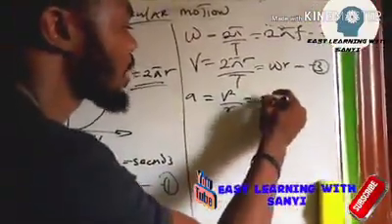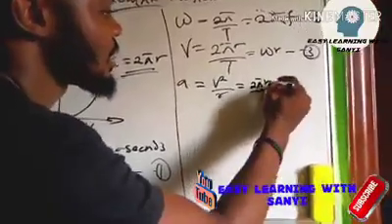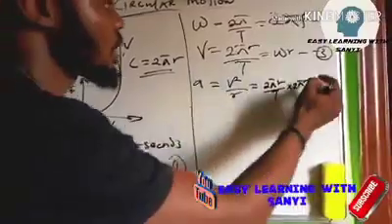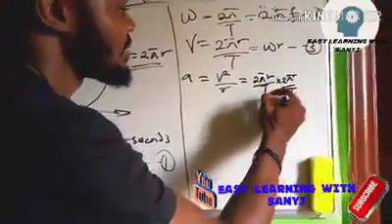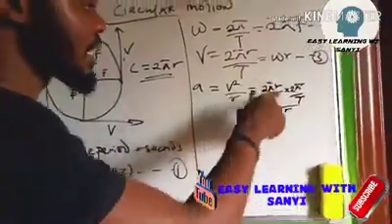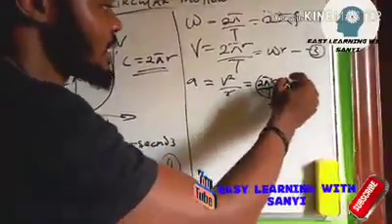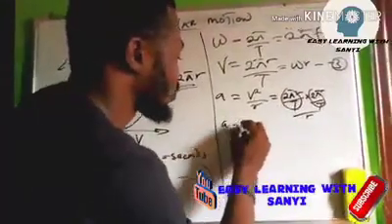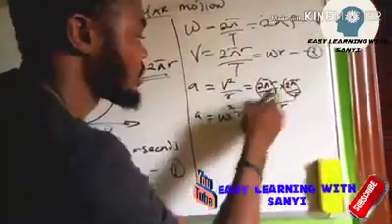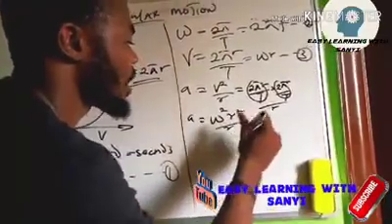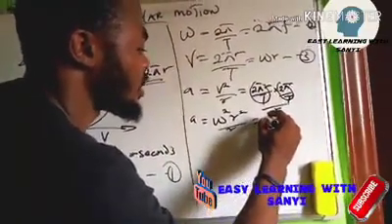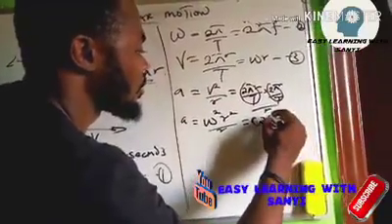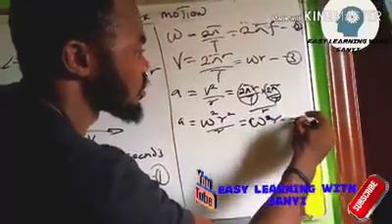So you have 2 pi r over T times 2 pi r over T, which is velocity squared, divided by r. Then you can see that this is 2 pi over T, this is 2 pi over T, which is the angular velocity, w. So you have that a equals w squared r squared over r, and that will give you a equals w squared r, which is equation 4.